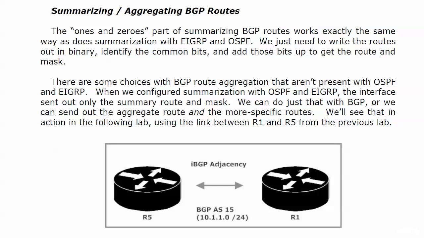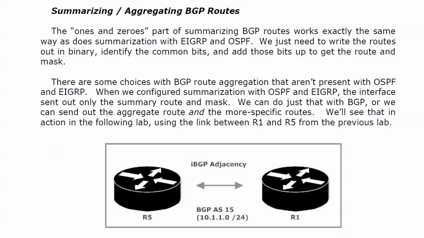Regardless of which protocol you're using, whether it's OSPF, EIGRP, or BGP, the ones and zeros part of route summarization is always the same. I'm always saying it's all ones and zeros, but it really is when it comes to route summarization. You just write the routes out in binary, identify the common bits, add those bits up, and you get your route and your mask. It's just that simple. Now, this being BGP, there are a few minor differences in applying the route summarization, and we're going to see those in action live in this lab.